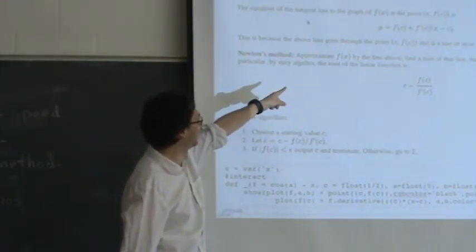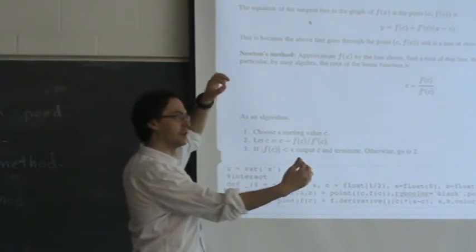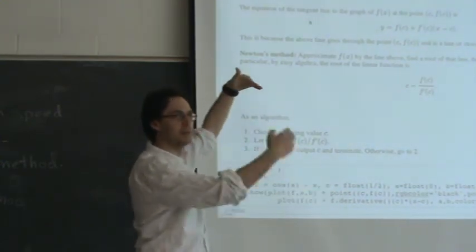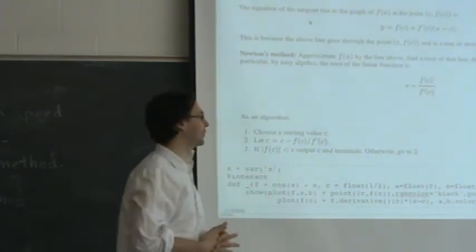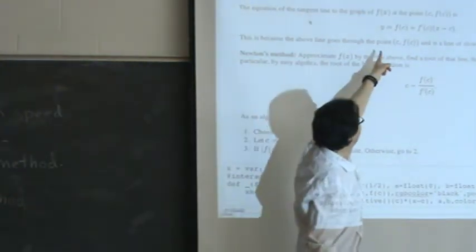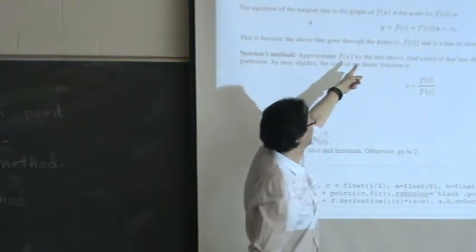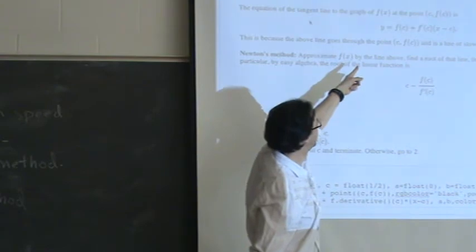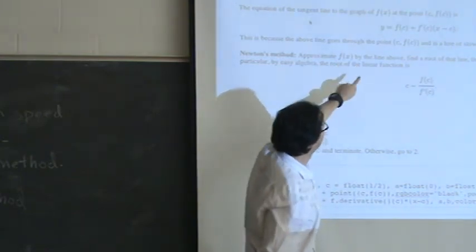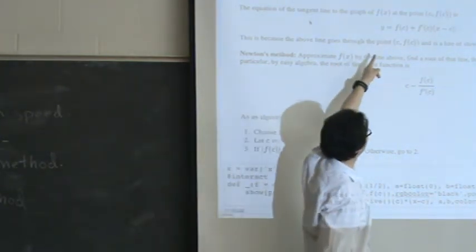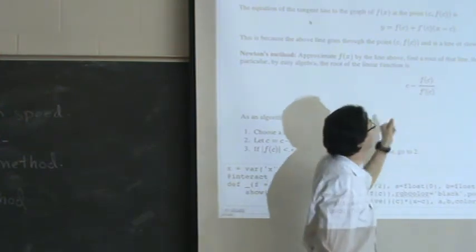You approximate f by that line, then pretending that your function is that line, you find the root, which is really easy, because it's easy to find a root of a linear function. So you just set y equal to 0 and solve for x, and this is what you get.